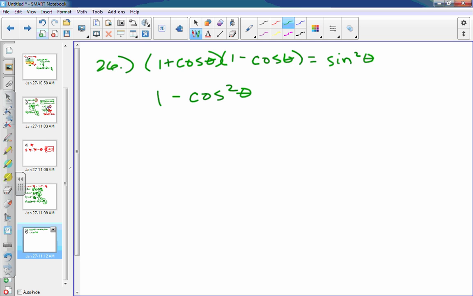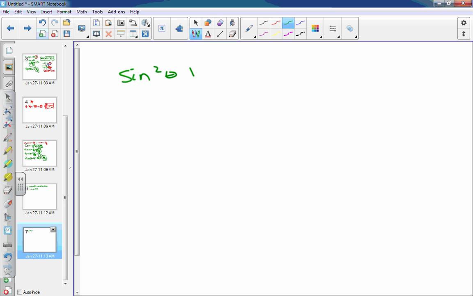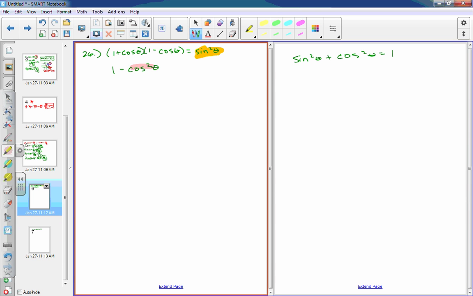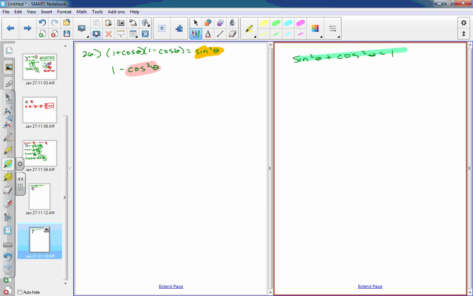Okay. What does it look like? Well, if you go back to your identities, what you need to know is that I need this to be sine squared over here, which means I need no cosines. Do we understand that? So I need to have a sine squared, but I currently have a cosine squared. So how do I get rid of the cosine squared? I have to take my identity, which is right here, and what am I going to solve this thing for? What do I need to get rid of? I need to get rid of cosine squared.